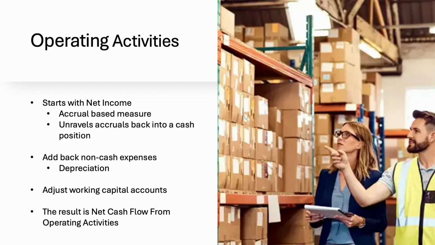Net income is further adjusted to unravel changes in current assets and liabilities, such as accounts receivable, inventory, and accounts payable. For example, when accounts receivable increases on the balance sheet, it means sales were made on credit, reducing cash flow. Or when inventory increases, this means cash was used to purchase goods and more cash is now tied up in inventory. These adjustments transform accrual-based net income into cash-based operating cash flow.